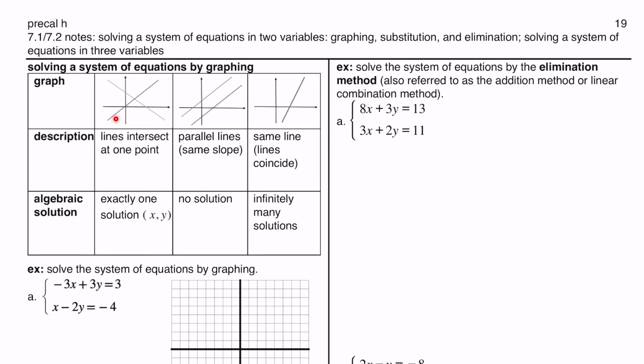First, the two graphs intersect at one point, or you have parallel lines, or the two equations become the same line. If you have two lines that intersect at one point, then the algebraic solution is going to be that point where they intersect. If you have parallel lines, then the algebraic solution is no solution, and if they end up being the same line, you would say infinitely many solutions.